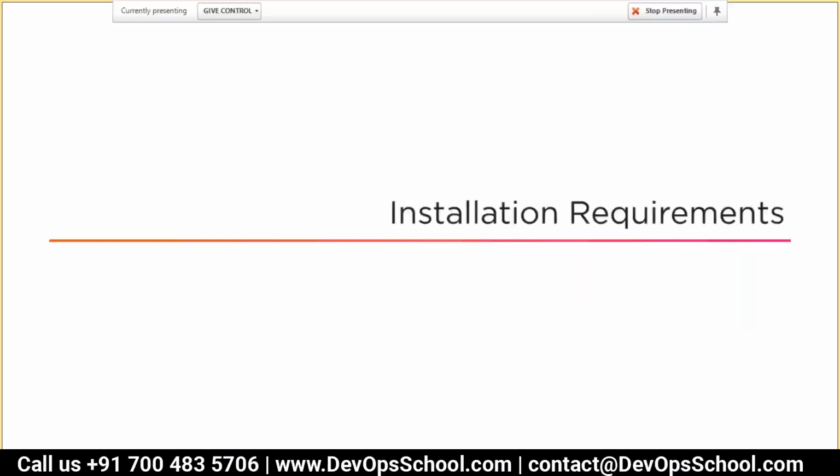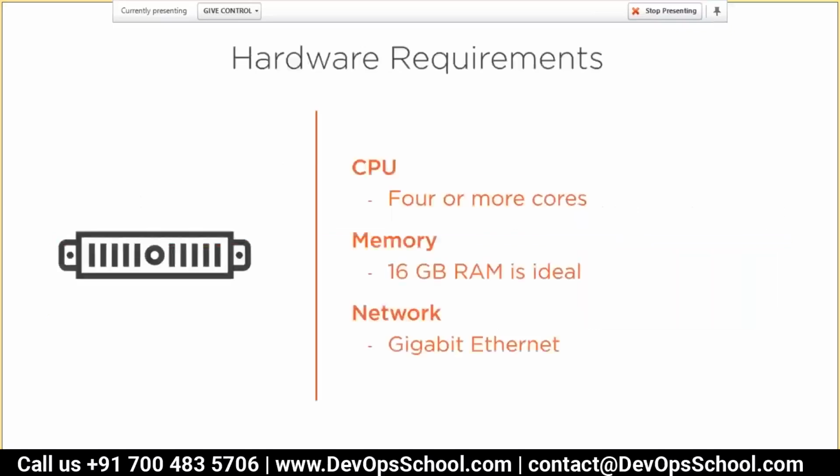Now, what is the installation requirement for JMeter? JMeter is an application that should have more cores, like 4 or more cores. 16 GB of RAM is ideal, and again the network should be very high speed.